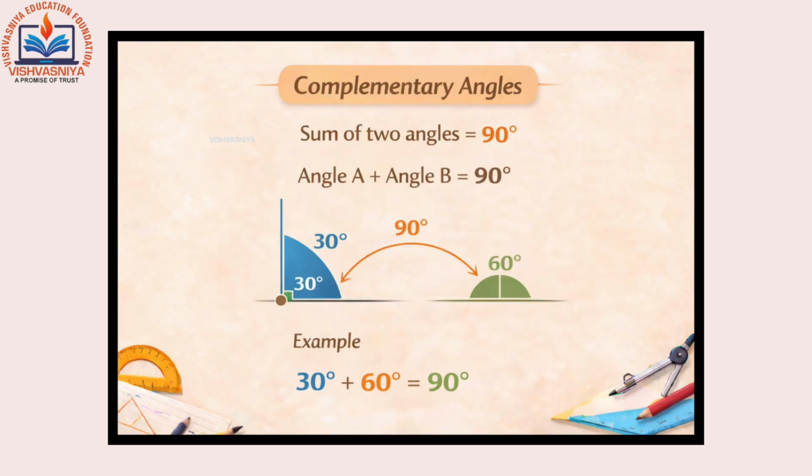Now let us learn about complementary angles. Two angles are called complementary when the sum of their measures equals 90 degrees. For example, if one angle measures 30 degrees and another measures 60 degrees, their sum becomes 90 degrees. Therefore, these two angles are complementary angles.